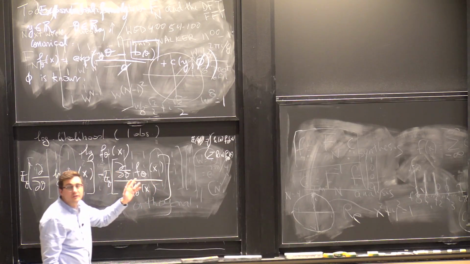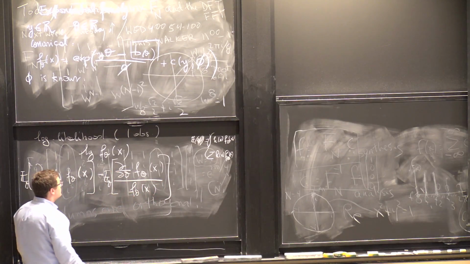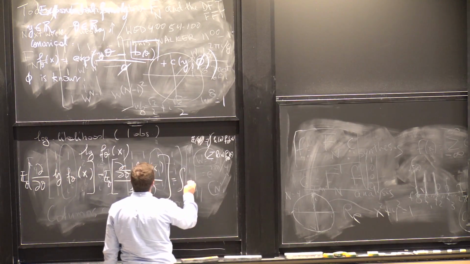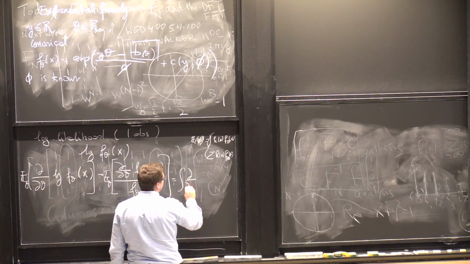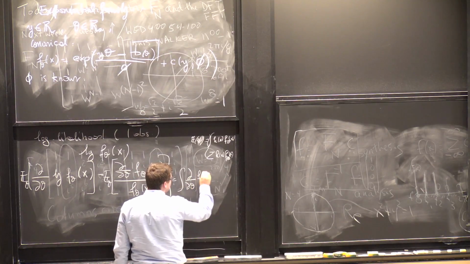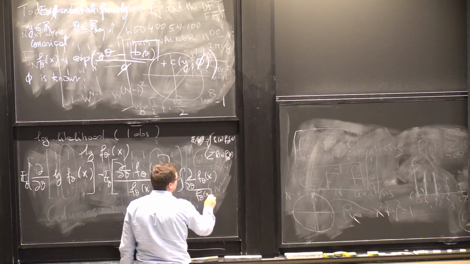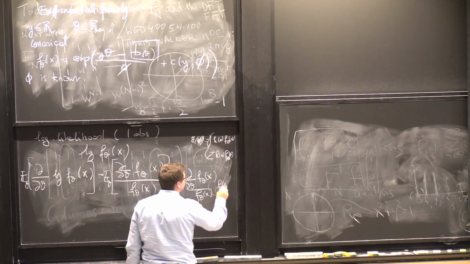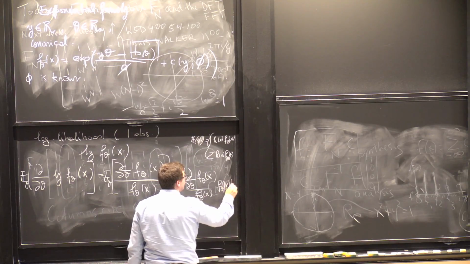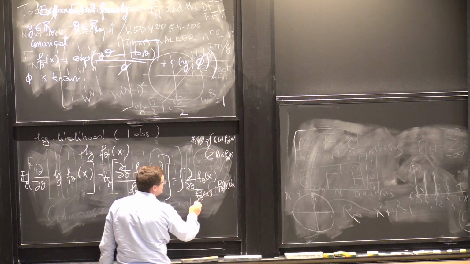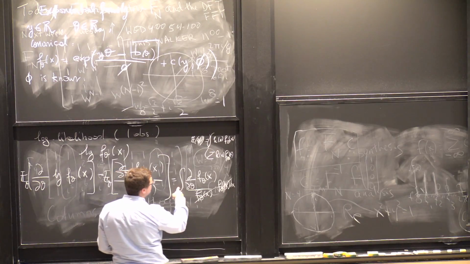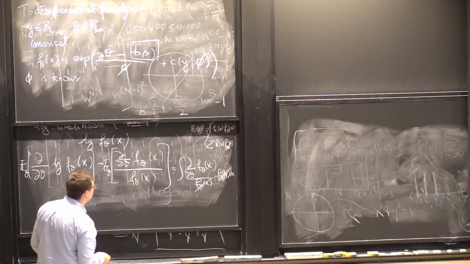So I'm just going to illustrate the case when it's continuous. So this is the integral of the partial derivative with respect to theta of f theta of x divided by f theta of x, times f theta of x dx. And now this f theta cancels. So I'm actually left with the integral of the derivative, which I'm going to write as the derivative of the integral.